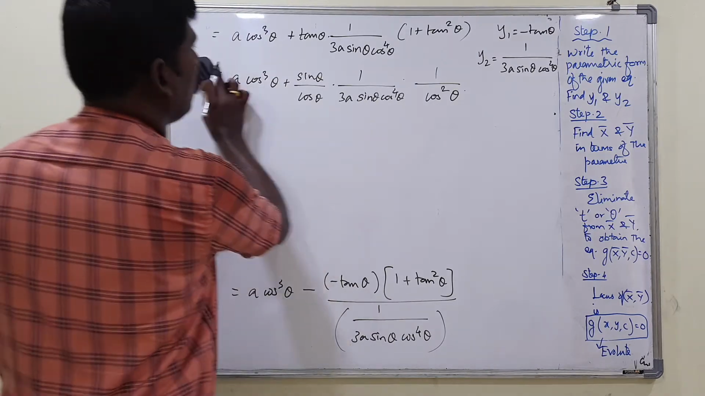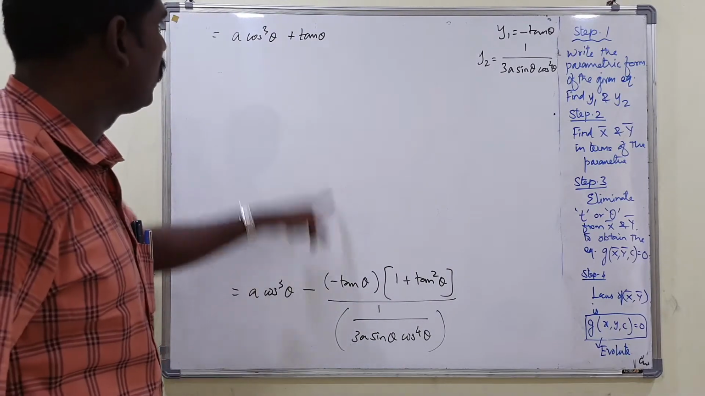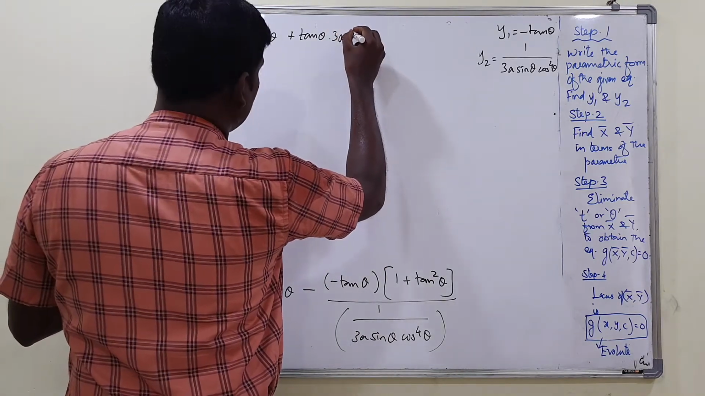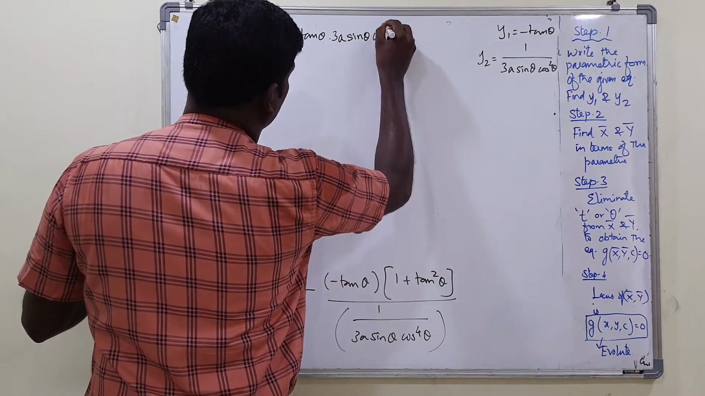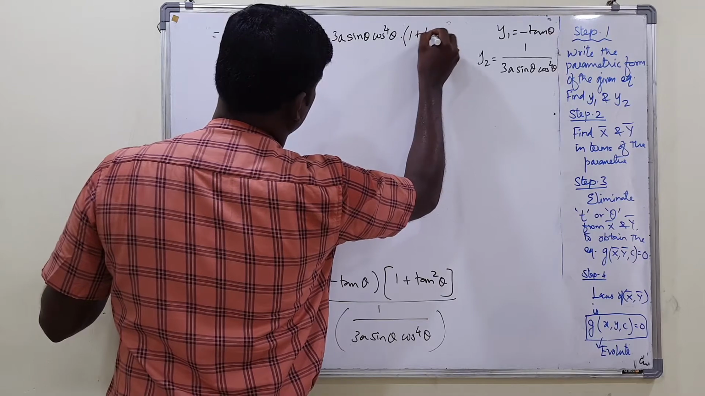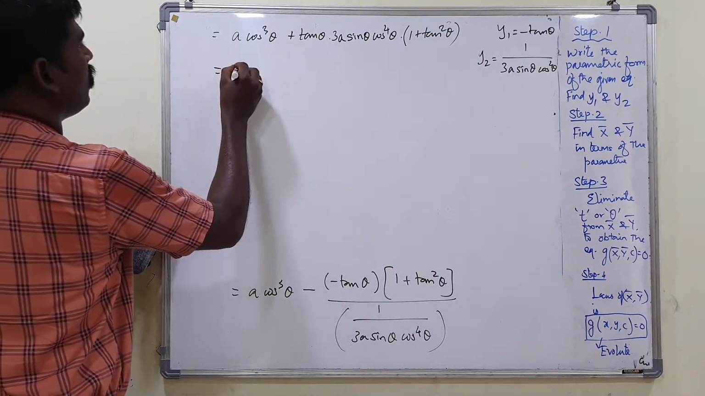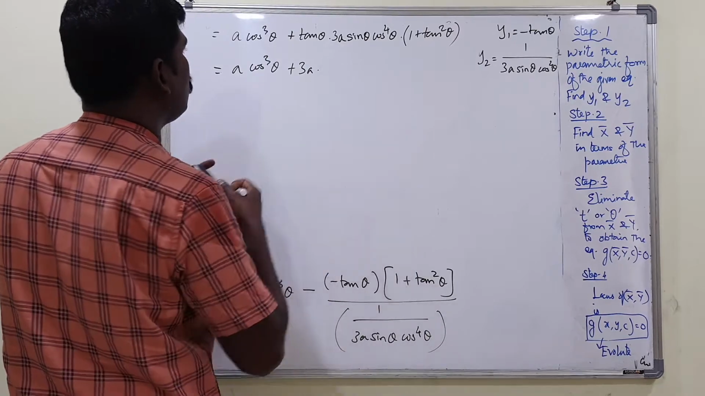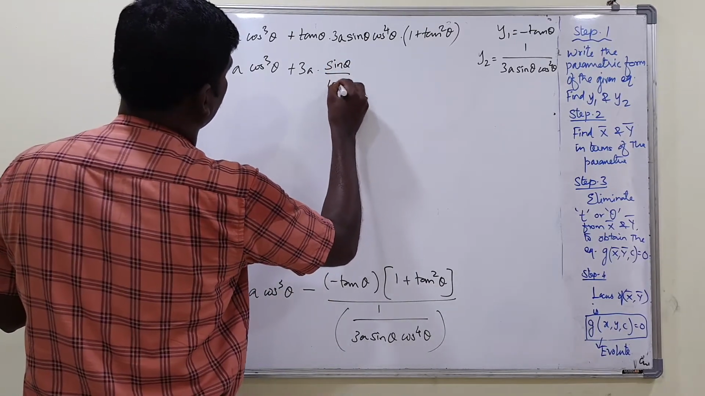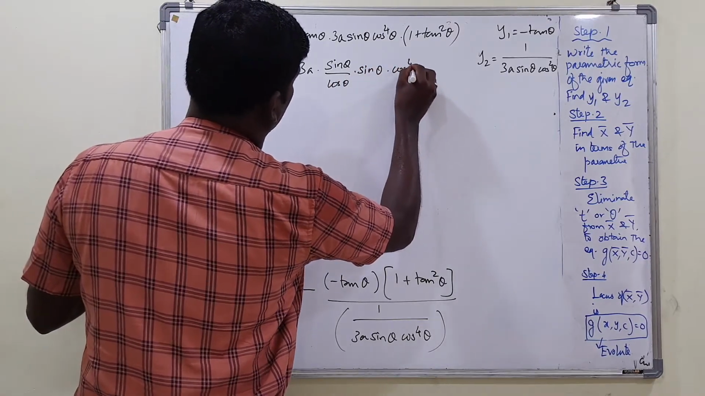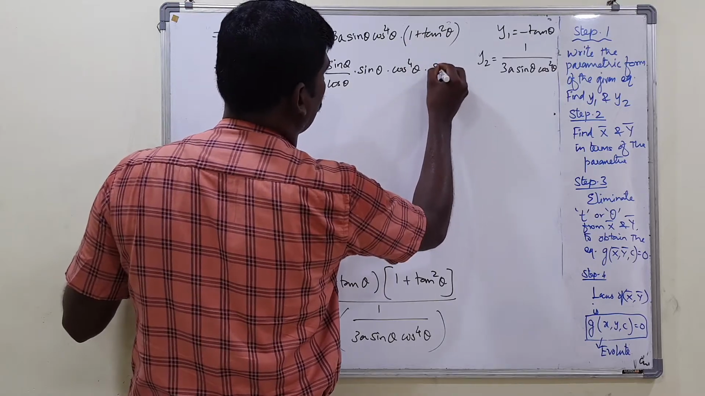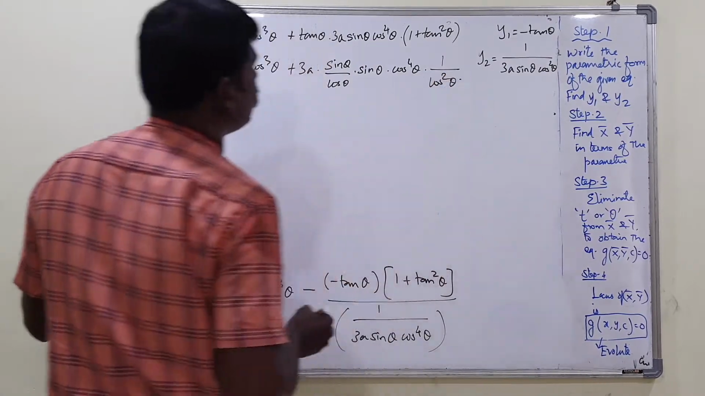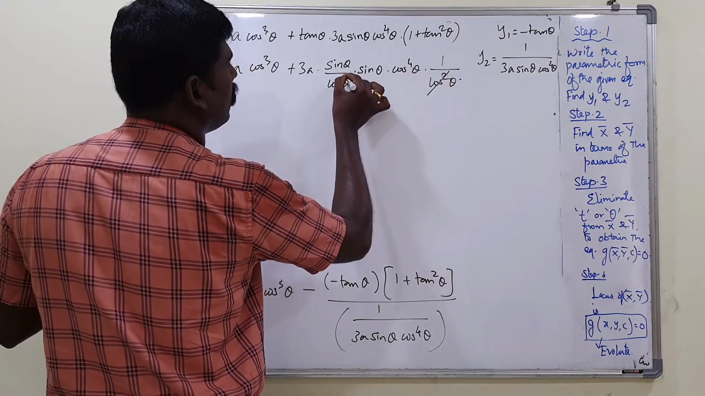Is it right? Sorry. This minus minus becomes plus tan theta. This goes to the numerator when we are taking reciprocal multiplication. So into 3a sin theta cos⁴θ into 1 plus tan square theta. Right? That is equal to a cos cube theta plus 3a into 1/3. What is the value of sin theta? 1. What is the value of tan theta? Sin theta by cos theta into sin theta into cos⁴θ into 1 plus tan square theta, secant square theta. This secant square theta can be written as 1/cos²θ, isn't it? Right?